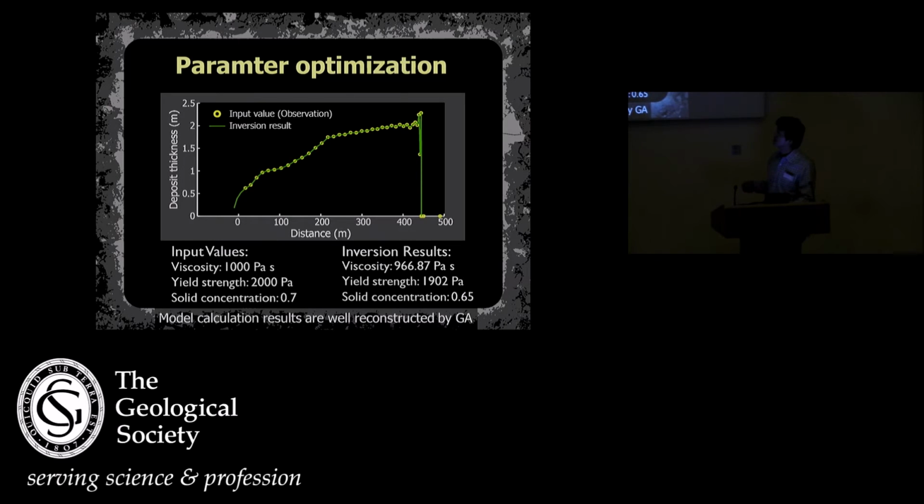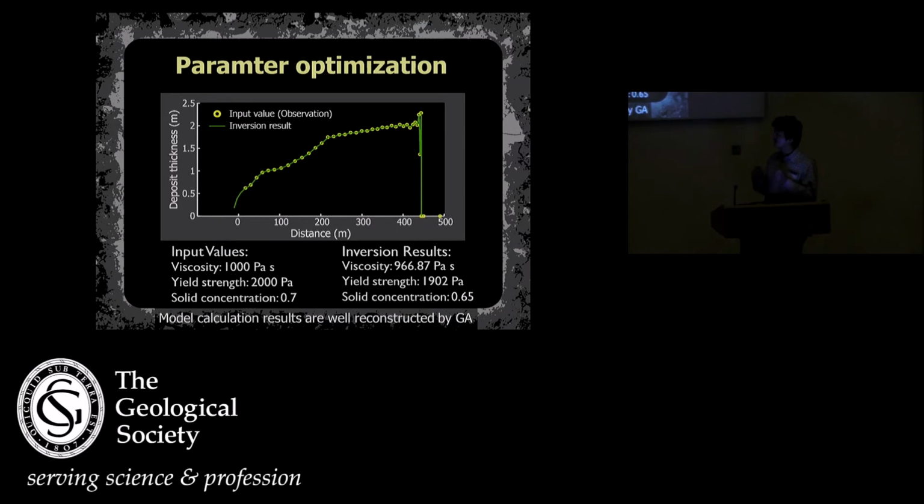So this is one result of the genetic algorithm optimization. These yellow dots are input values for this inverse analysis. Actually, this geomorphology is produced by numerical calculation, so I know the exact answer to produce it. The input values are viscosity 1,000, yield strength 2,000, and solid concentration 0.7.